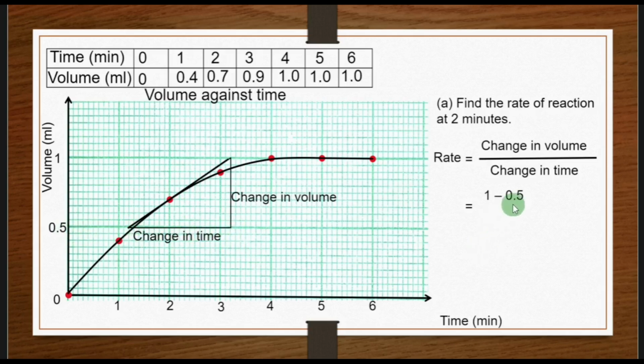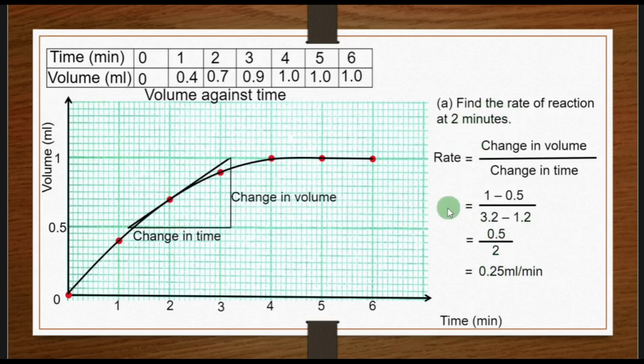minus this down part here, which is actually 0.5. So say 1 minus 0.5 divided by this line here, which is at 3.2, minus this end point here, which is at 1.2. So 3.2 minus 1.2. After you work it out, 1 minus 0.5 gives you 0.5, and 3.2 minus 1.2 gives you 2. Then after you divide, you get 0.25 milliliters per minute. Remember, volume is in milliliters and time is in minutes, so these will be the units.